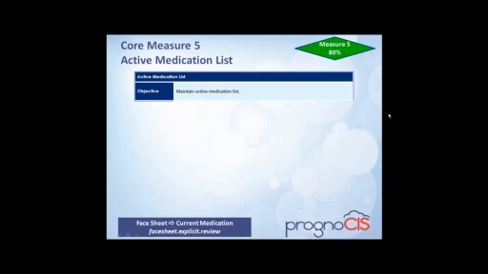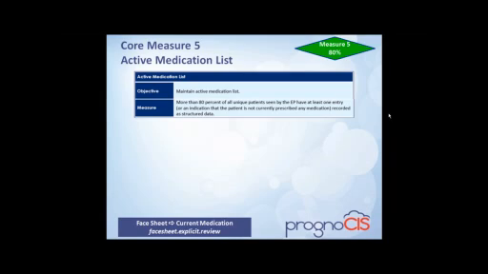Core Measure 5, Active Medication List. The objective of this core measure is to make sure that the eligible provider is maintaining an active list of a patient's medications in the electronic chart. The measure requires that more than 80% of all unique patients seen by the eligible provider have at least one entry or an indication that the patient does not currently have any prescribed medications recorded as structured data.